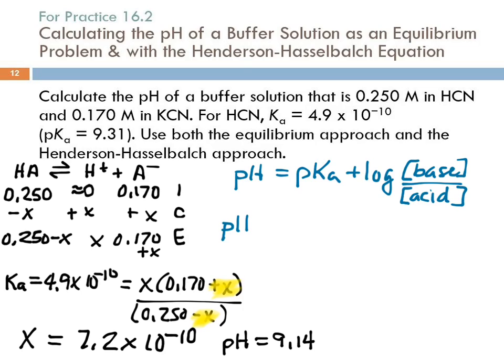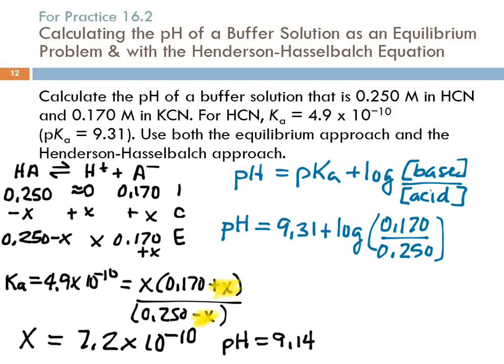So, pH equals, and they were so kind, they didn't even make us calculate pKa. It's just given to us. 9.31 plus the log of the concentration of the base, that's the conjugate base, is 0.17. And the acid was 0.250. We already established that the x is small approximation is fine, and so using this equation is fine. So I'm going to have 9.31 plus the log of 0.17 divided by 0.25, and I come up with the pH is equal to 9.14.